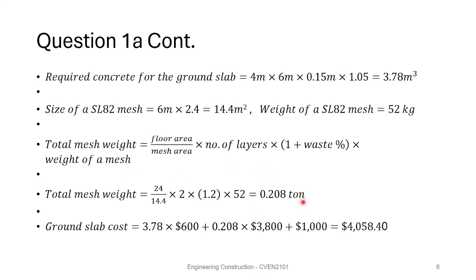Once you have all these numbers, you have the required concrete in cubic meters, the total mesh weight in tons, and you know how much it costs per ton and per cubic meter for concrete and steel. You just need to add them all together, and don't forget the concrete fixing price of $1,000, okay? So you have this value over here. In this recap session, I just want to go through the method again instead of the numbers, so everyone's on the same page with the method.